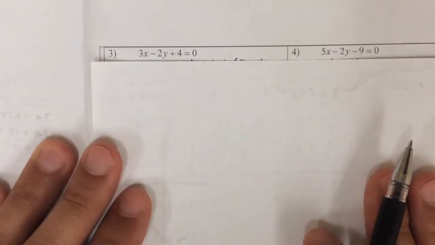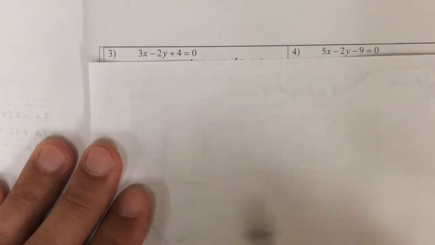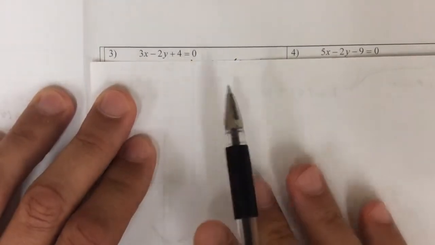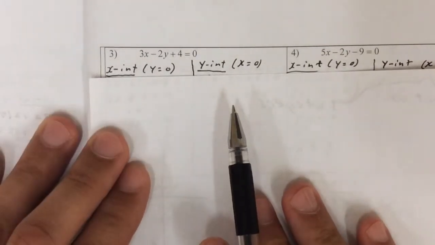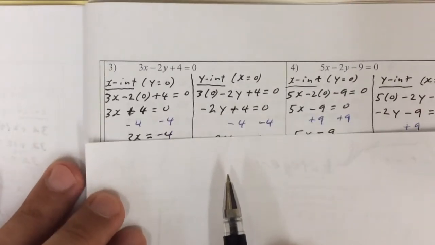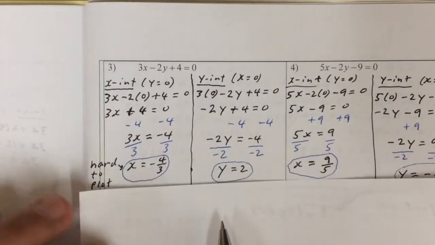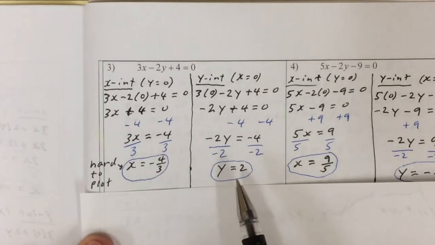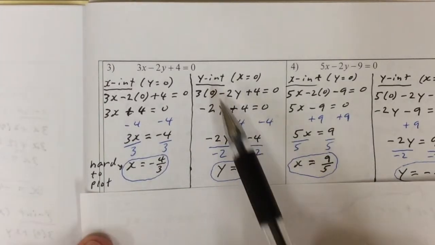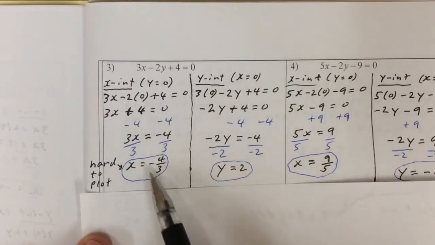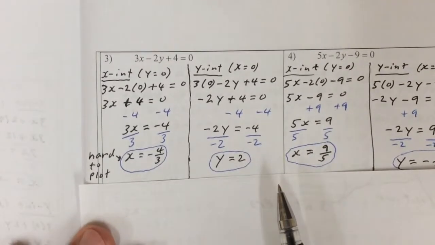Here's one here that is 3x minus 2y plus 4 equals 0. Finding the x and y intercepts, so you're setting the opposite equal to 0. And when you find the y-intercept, it's nice, it's 2. But the x-intercept, not as nice, it's negative 4/3. Hard to plot exactly.